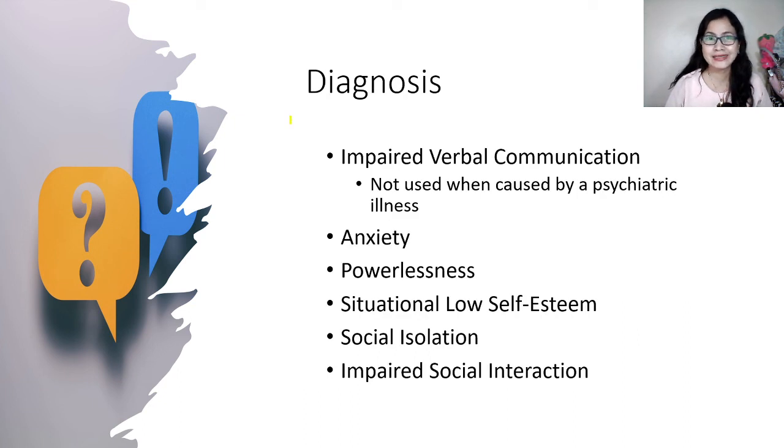For the diagnosis, these are sample diagnoses, okay? The first part of the diagnosis is the problem. So maybe there's impaired verbal communication. This is not used when it's caused by a psychiatric illness because you will be biased. So you are just going to be specific, like is there anxiety, depression, powerlessness as well, situational low self-esteem, social isolation, impaired social interaction. These are some of the problems.